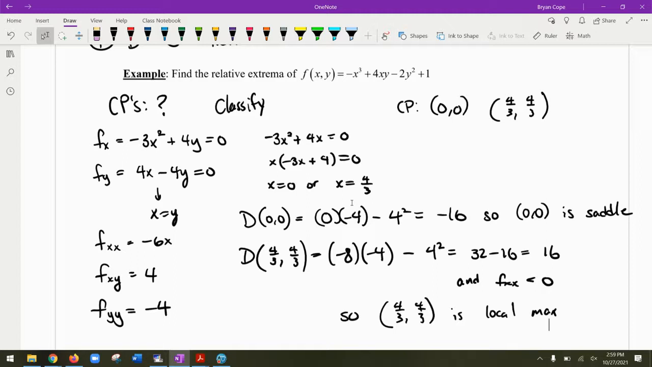So be comfortable with doing this kind of stuff because I can't really let you have your calculator on this if I'm testing you on taking derivatives. I don't want you to be able to just do that. So those are the critical points.